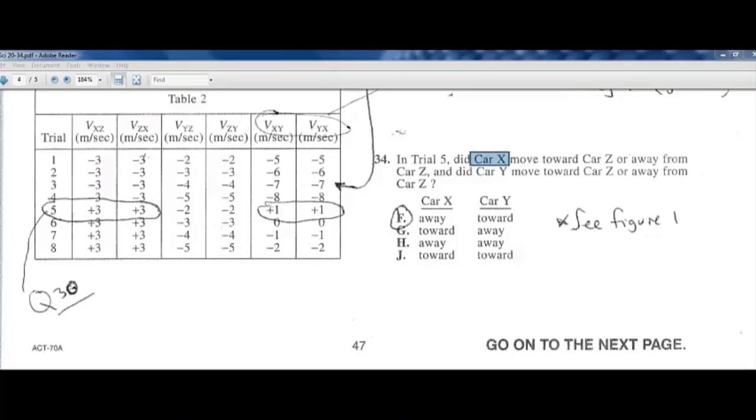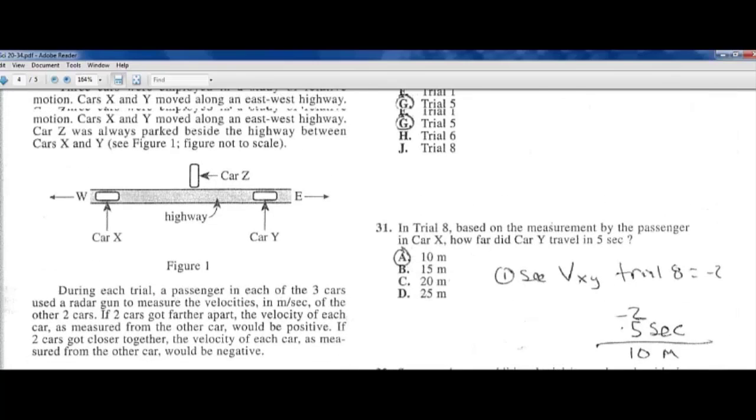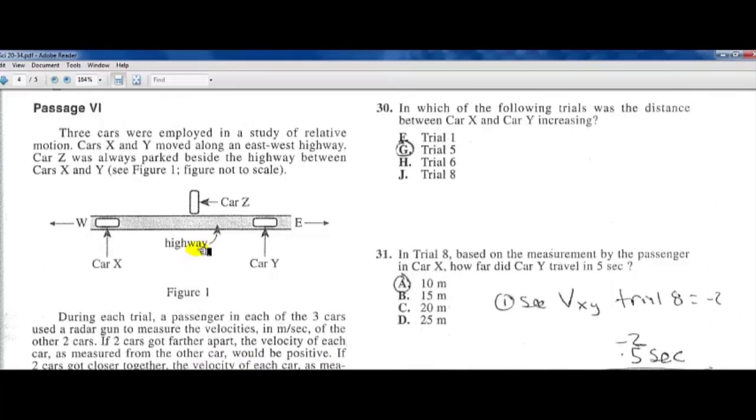Test 70A, science practice problem number 34. Number 34 reads, in trial 5, did car X move towards car Z or away from car Z? And did Y move towards car Z or away from car Z? First thing you want to do is get your feet wet, go back up into the diagram and see what's going on here in figure 1. In figure 1, we have car Z here, which is on the highway, and we have car X here, and we have car Y. And car Z is parked.